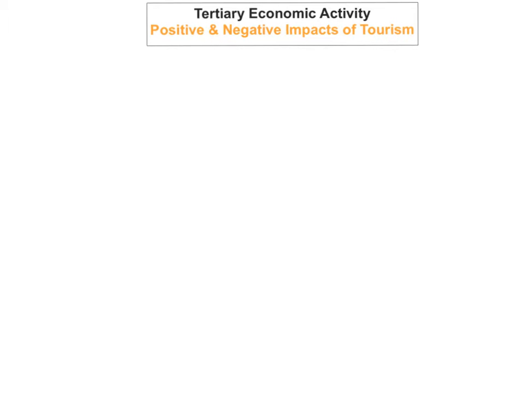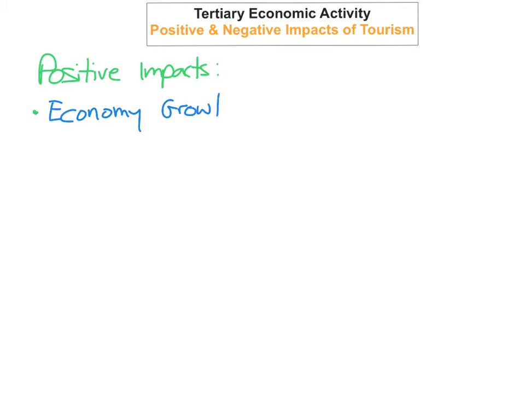Okay, so we're going to look at positive impacts of tourism. The first positive impact that tourism brings to the country is it helps the economy grow. It helps the economy to grow because tourism makes large contributions to many national economies because it brings in foreign currency.